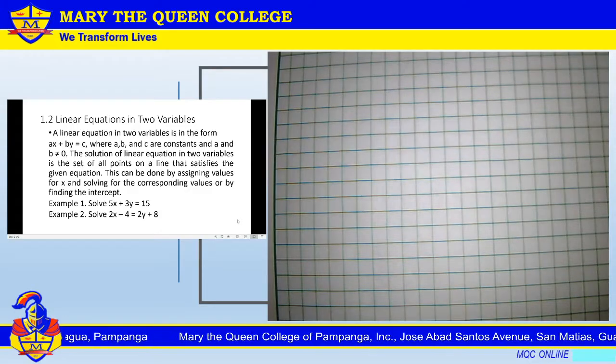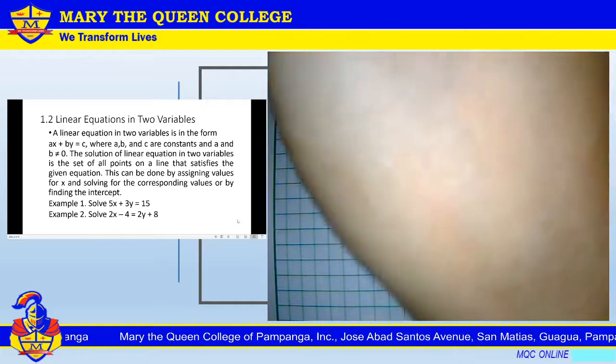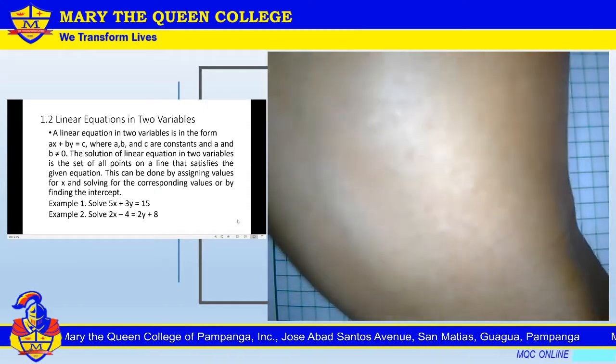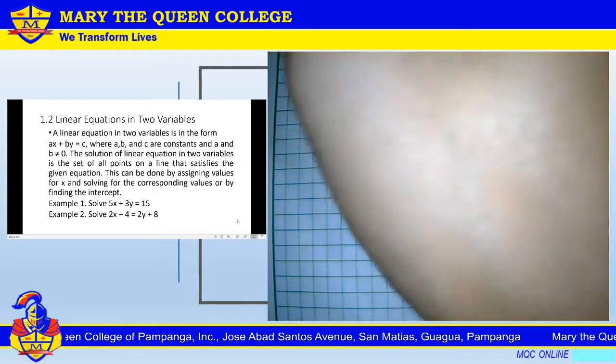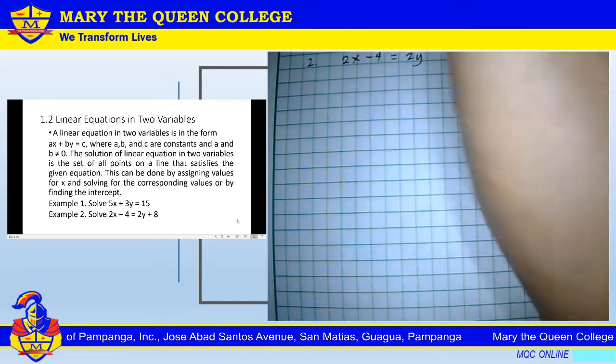Okay, so welcome back to our discussion about linear equations in two variables. For our next example, we have the equation 2x minus 4 is equal to 2y plus 8.